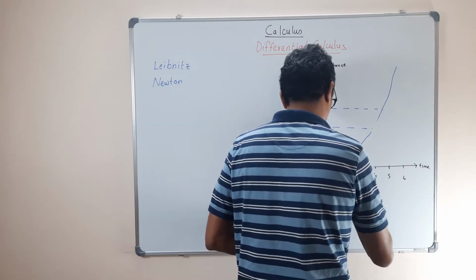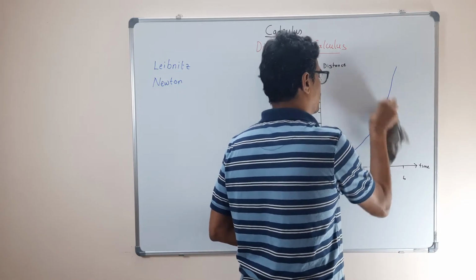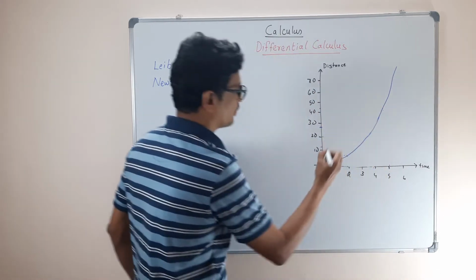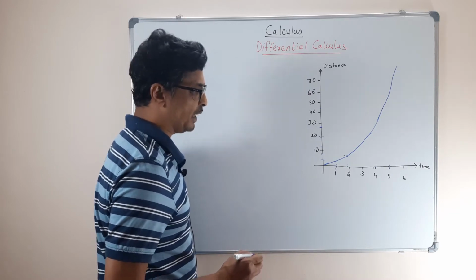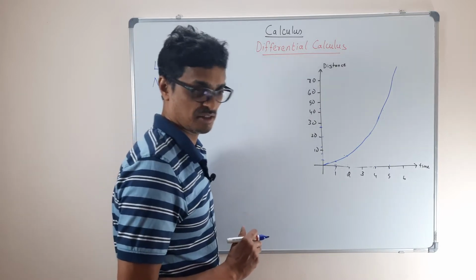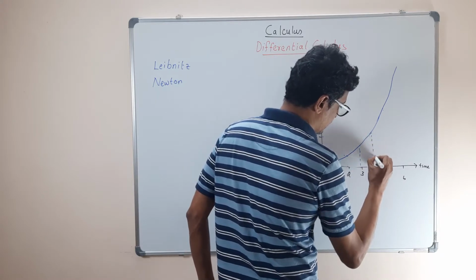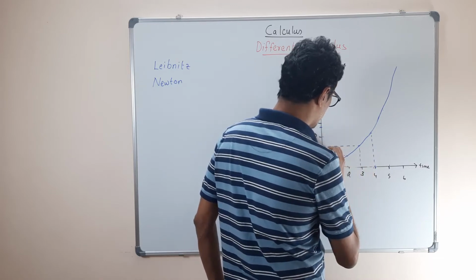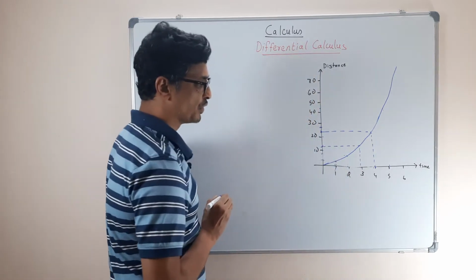Let me remove all these lines, so we'll make a neat curve, a neat plot. So we are having this curve. This is your trajectory from school to home. I am asking, what is your speed during 3 to 4 minutes? You make a line here, 3 to 4 minutes. The time taken is 1 minute, and this is the distance.